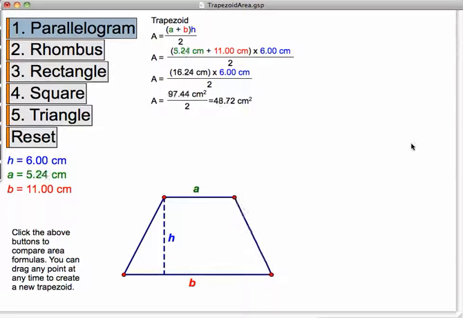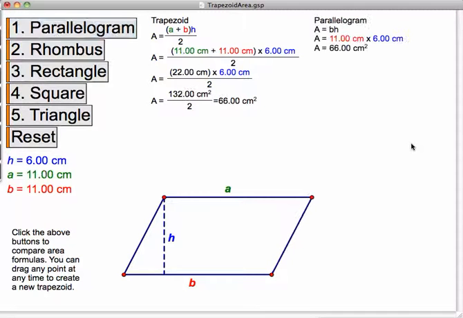If we turn this trapezoid into a parallelogram, you can see that here are all the measurements, same measurements there for that parallelogram. They plug into the trapezoid formula, and they also plug into the area formula for parallelogram, and you get the same areas in that case. And we would expect that to be the case because it's the same shape.